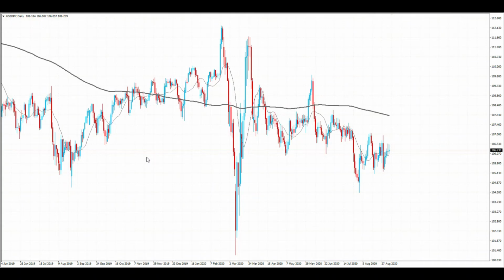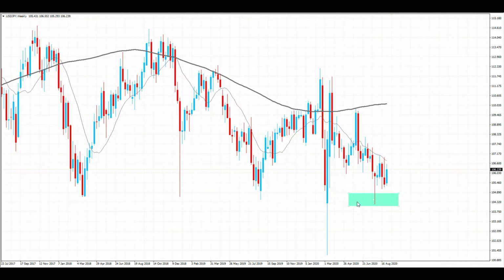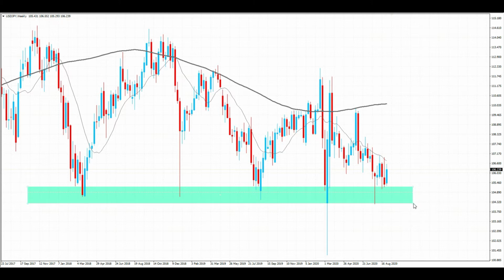For USD JPY on the daily chart, you can see that we're kind of just moving sideways now. We're still expecting a move to the upside, but with recent price action, we can see that we're just moving sideways. We've got our weekly level here. Zoom out to the weekly chart. You see this is our weekly level, and price is failing to break through this.